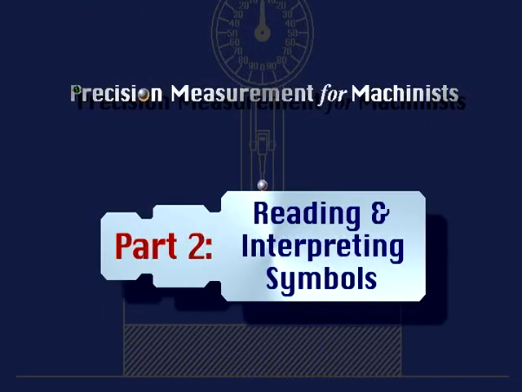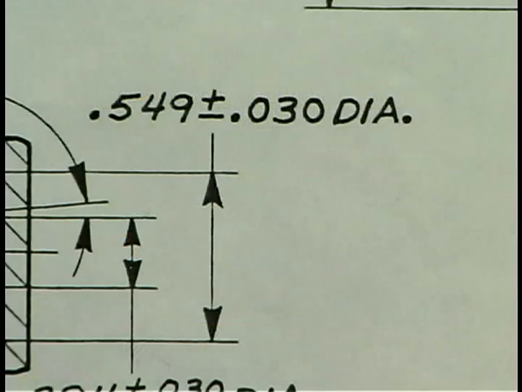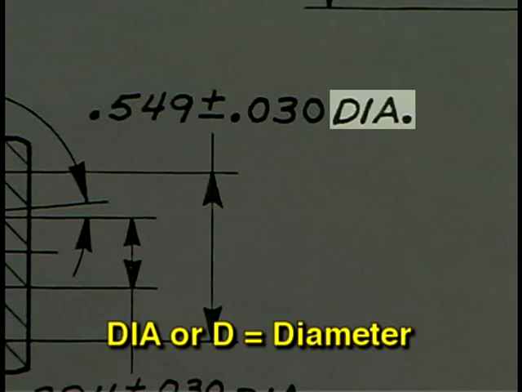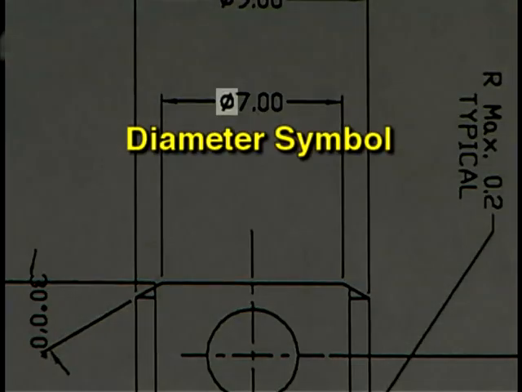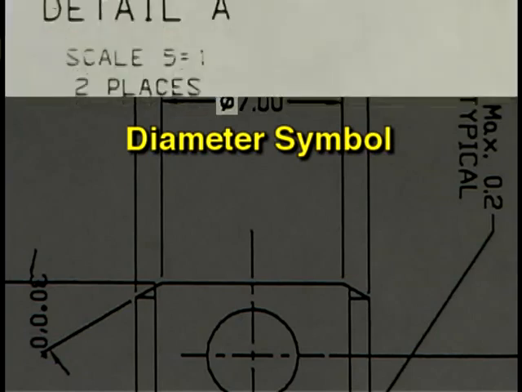Part 2. Reading and interpreting symbols. Symbols are typically used to identify features and types of measurements on part prints, although abbreviations are sometimes used on older prints. DIA, or D, is used to abbreviate the word diameter. This symbol is used to identify a diameter dimension on modern prints.